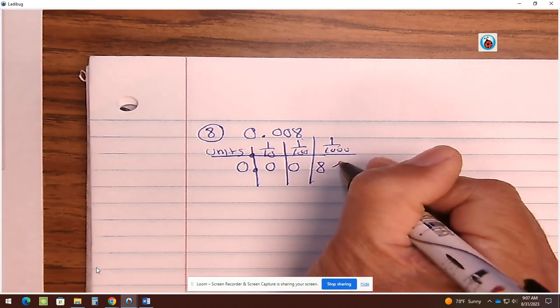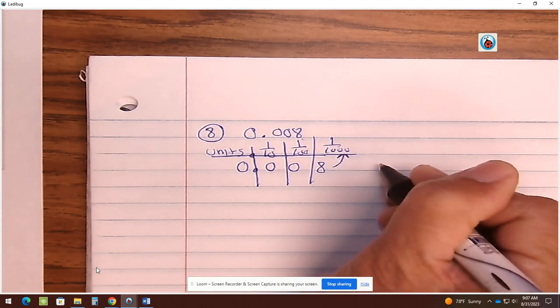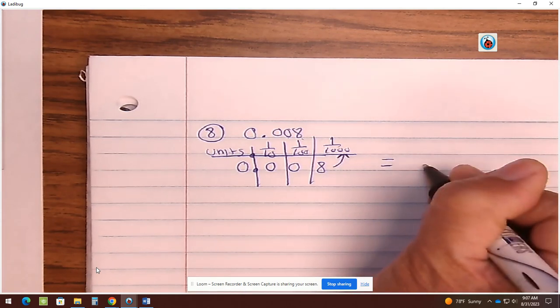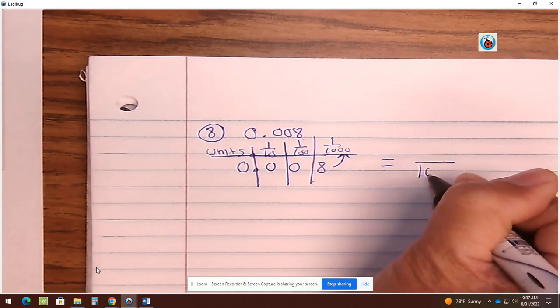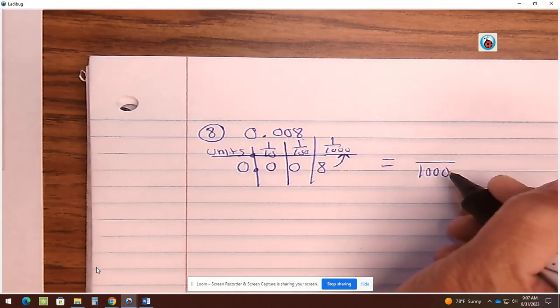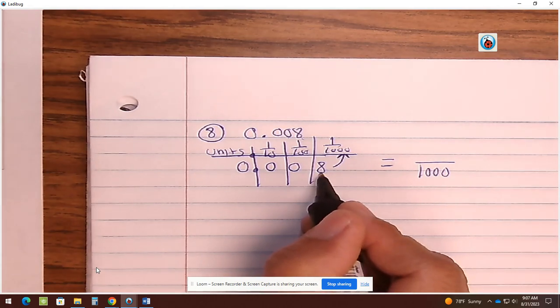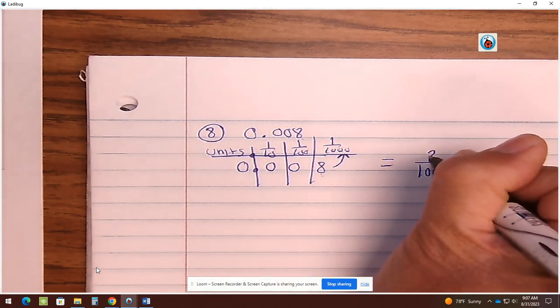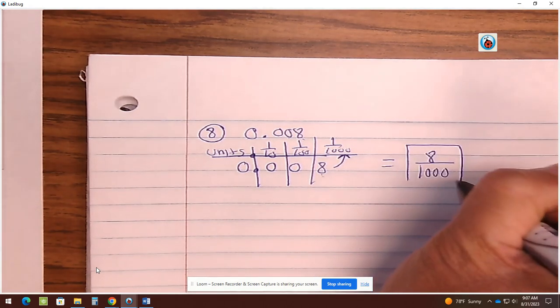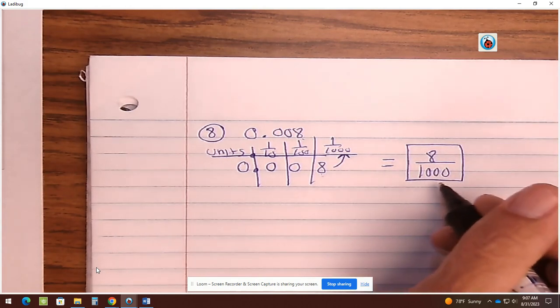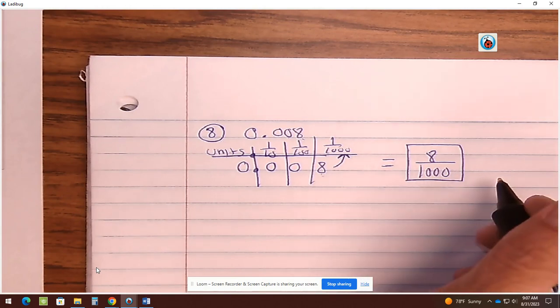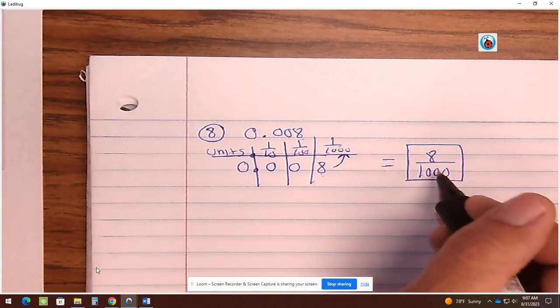Then we check, it landed on the thousandths, so I know my fraction is going to be out of 1,000. And the number that we're working with is 8, so that would go on the top. So the answer would be 8 thousandths. Now you should be simplifying this, but since we haven't learned how to simplify, or maybe you don't remember from 5th grade, we're stopping there. I will teach you how to simplify later on.